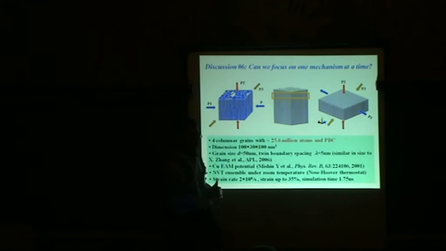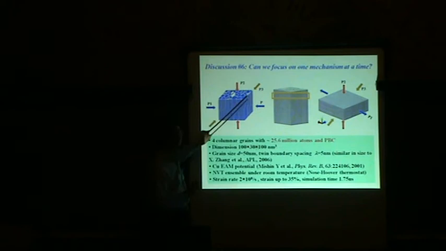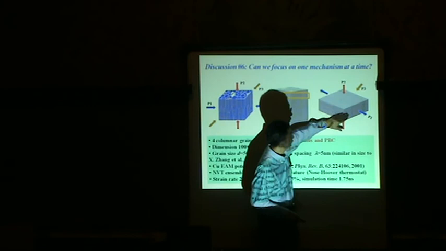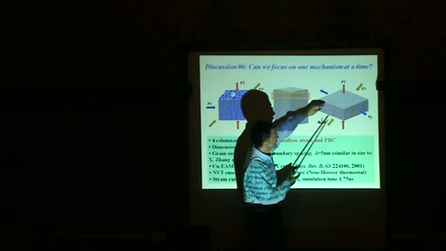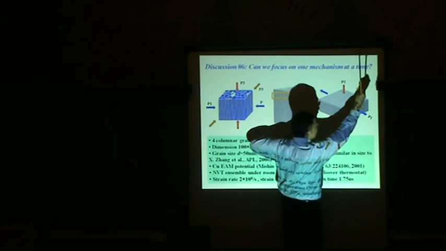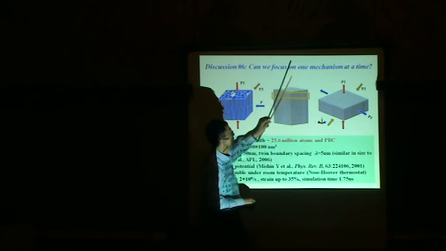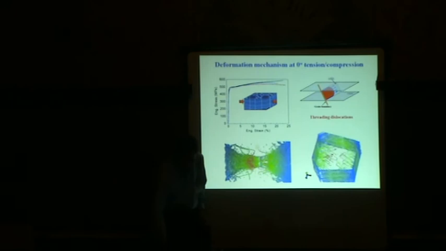So we did some further experiments and theory. In this case, we studied the so-called columnar grain material. Columnar grain means all the twin boundaries are in the same direction. Now, we can apply different loading. We apply loading compressed perpendicular to the layers, or parallel to the layers, or in a 45 degree direction, which is the shear direction along the twin boundaries. Now, we observed a very interesting mechanism here.